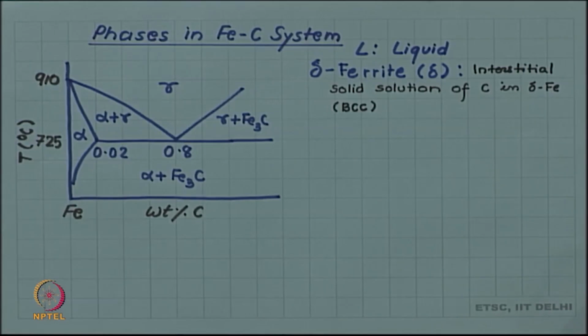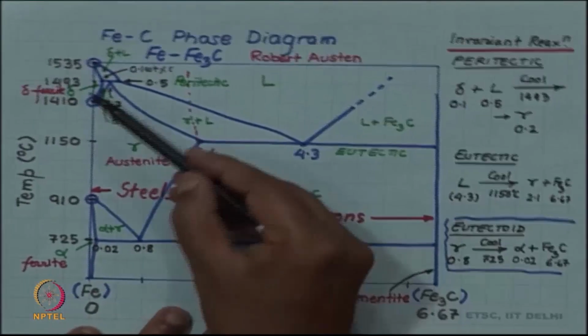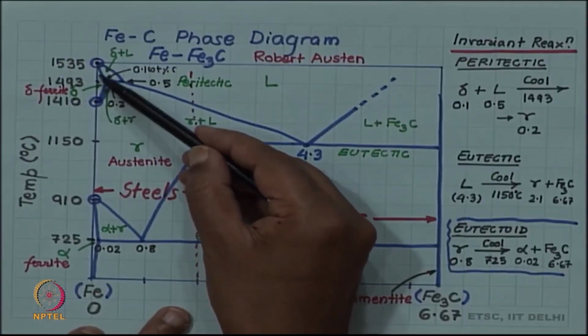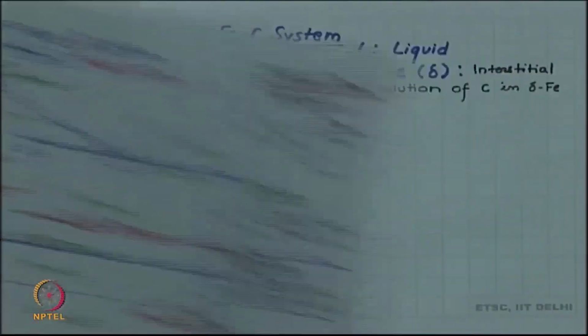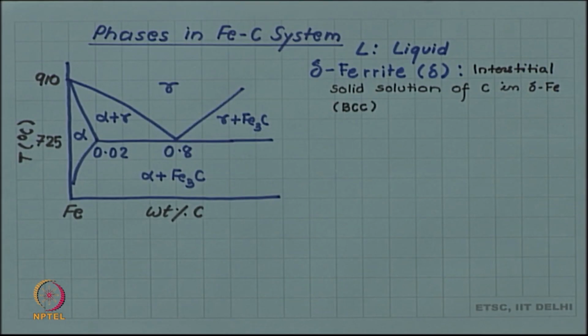You remember, look at the phase diagram. So delta was in this region. So it was a high temperature form and it was BCC. So that is delta ferrite, and it can have some carbon. So that carbon goes into the interstitial solid solution.